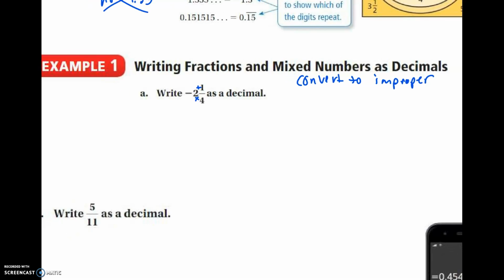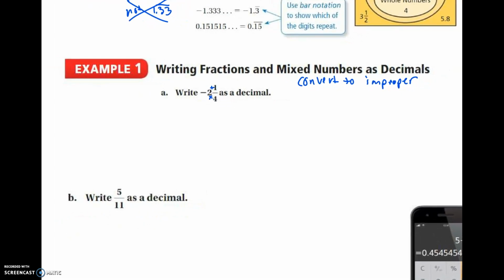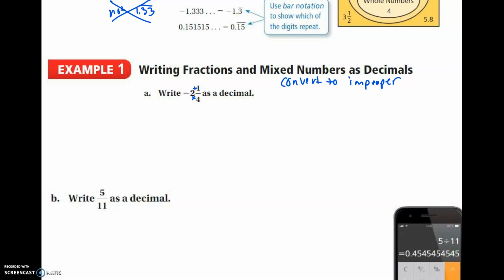So when we think about this as negative 9/4, what does that say? That says 9 divided by 4. So we do 9 divided by 4. And of course our answer is going to be negative, so we just leave it alone. And so we say 4 goes into 9 2 times with a remainder of 1.